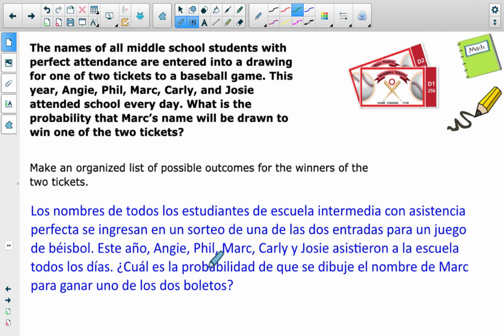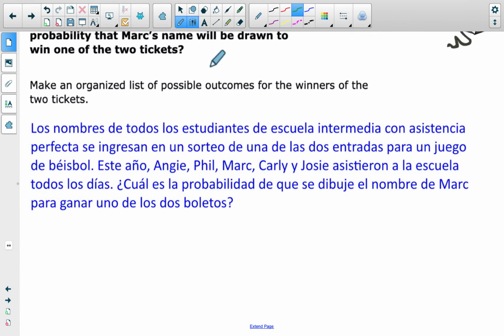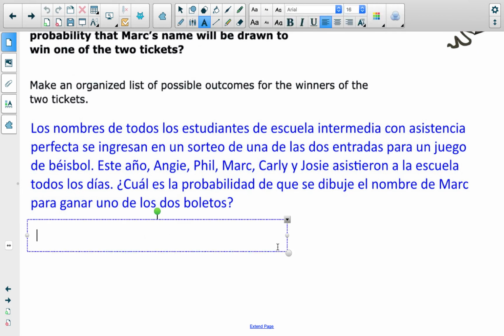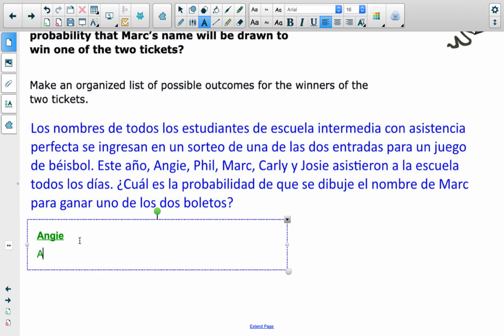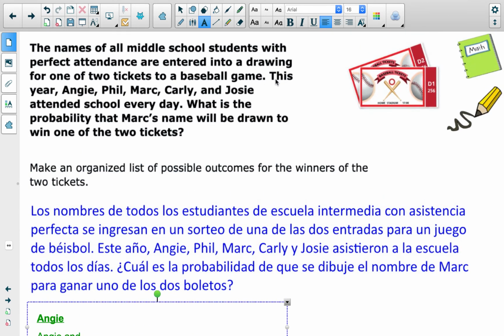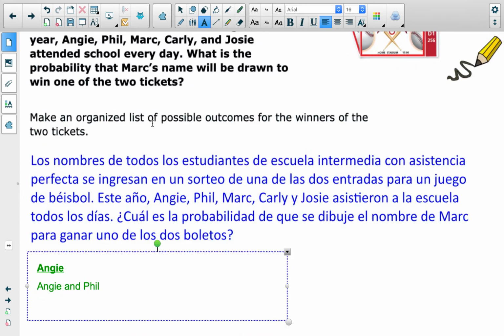What I'm asking you guys to do, and then we're going to go over it, because I'm pushing you guys to really practice. That's going to lead to the results. I want you to try making an organized list of all the possible outcomes for the winners. So, maybe you want to make a column, right? Let me scroll down here. Maybe you want to make a column that just says Angie, right? And maybe that represents Angie winning that first ticket. So then maybe it would be Angie for the first ticket. And then the second ticket, let me see, Angie and Phil, right? Then maybe it's Angie and Mark, right? So on and so forth.